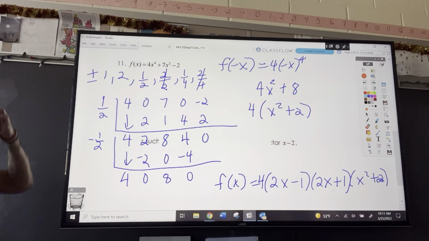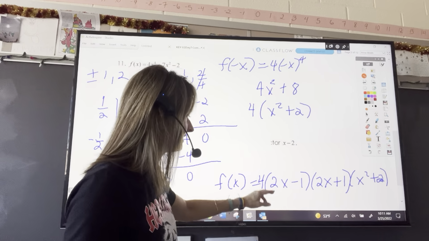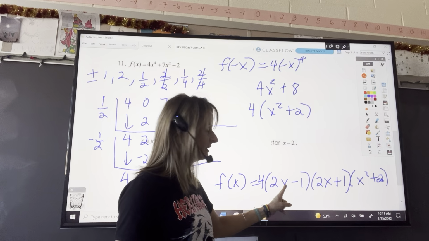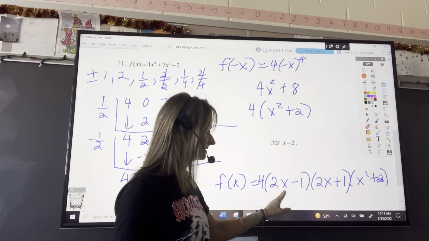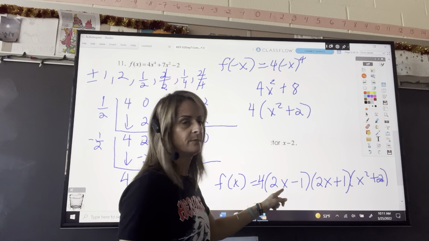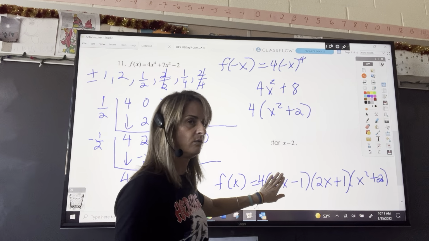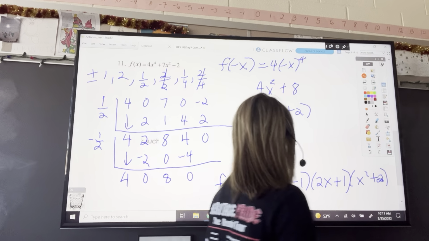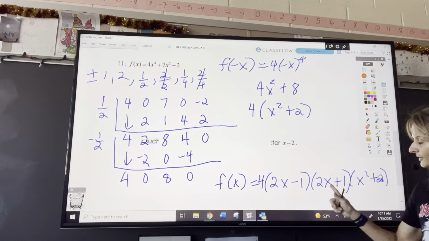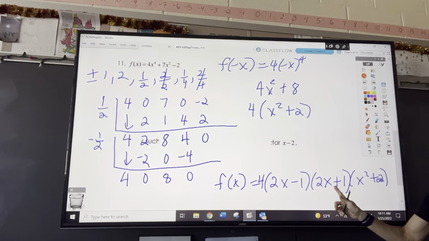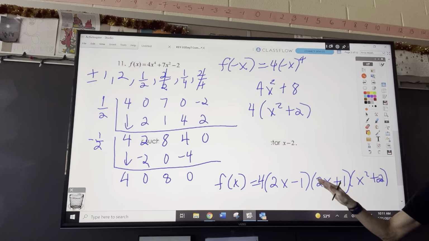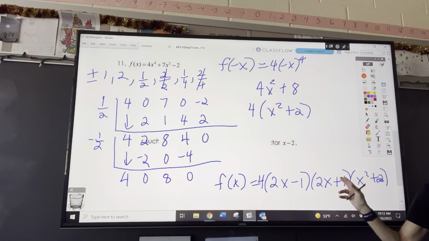Now the reason why these are the factors for 1/2 and negative 1/2: what number could I put in for x here to make this factor 0? That's going to be positive 1/2, because 2 times positive 1/2 is 1, and 1 minus 1 is 0. This one, what could I substitute in for this x to make this factor 0? It's going to be negative 1/2, because negative 1/2 times 2 is negative 1, plus 1 makes that 0. So that's where those come from.